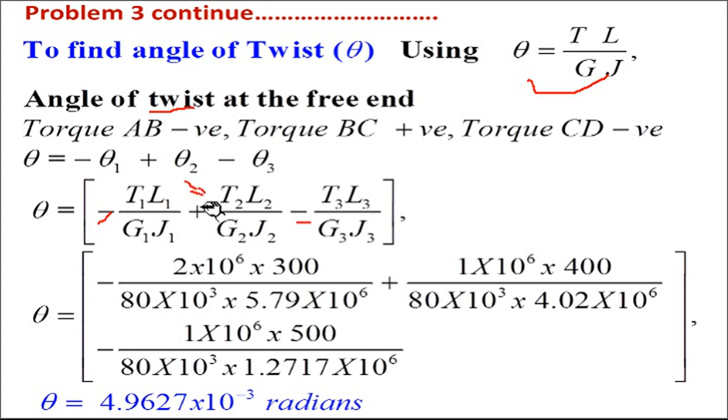Okay, so by putting all the values here, G is common. Here you can see 80, 80, 80. G is common, lengths are different. So T1, L1, you put all the things here.